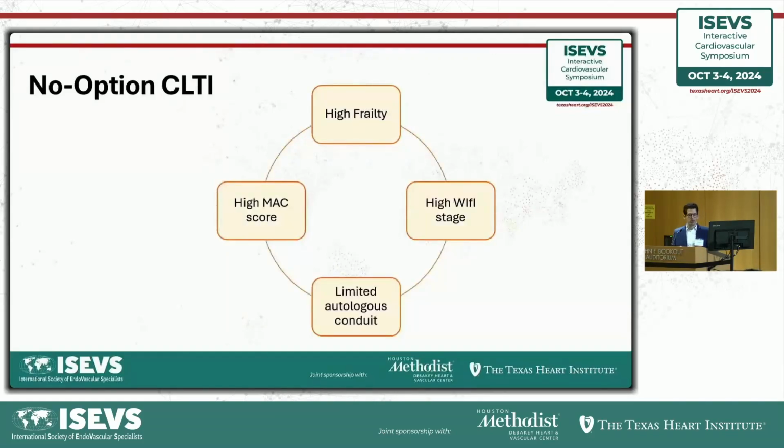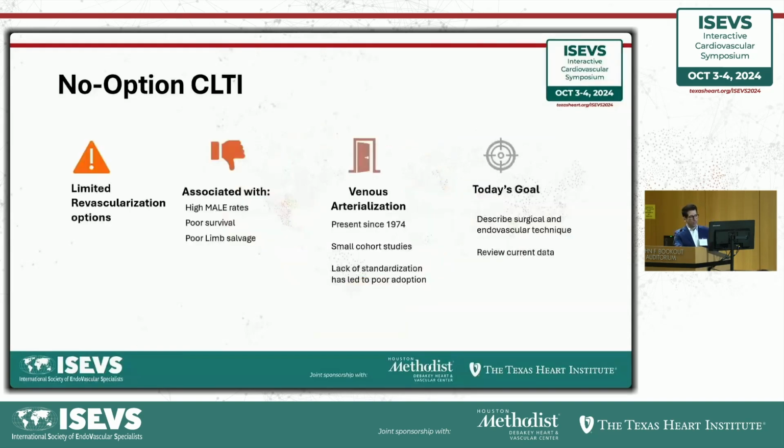An even more extreme group to add to this is what we are now calling no-option CLTI. And how do we define this group of patients or population? For us, these patients have high frailty, a high MAX score, and a high WIfI stage. If you're familiar with that classification, when they're in clinical stage 4, they're at high risk of an amputation, so we try to at least attempt revascularization. And then, of course, these patients have limited autologous conduit, i.e. they don't have adequate vein for a distal tibial target bypass. So putting all this together, these patients with no-option CLTI have limited revascularization options.